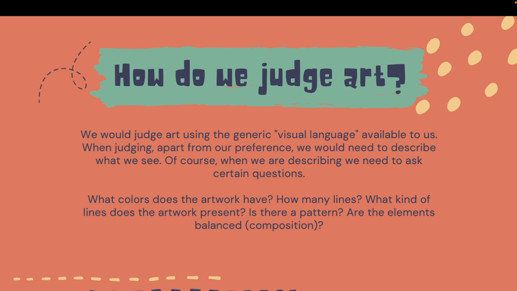Now, how do we judge art? I would say we would need to judge art by using the generic visual language available to us. When we judge, apart from our preference, even if we like it or not, the artwork or art piece, we will need to describe what we see. We need to observe, as it is a visual art. We need to look at every detail from corner to corner, especially with painting.